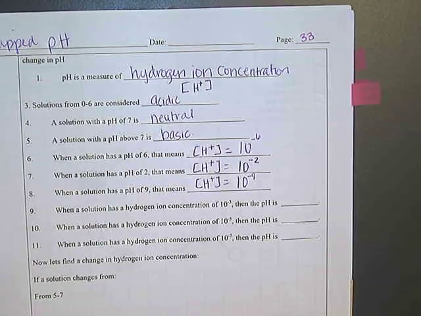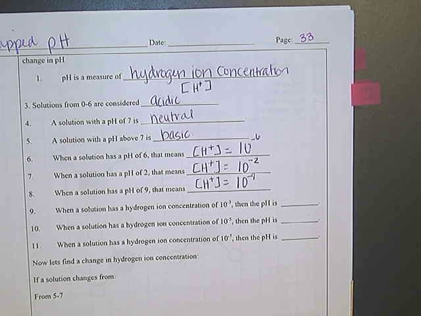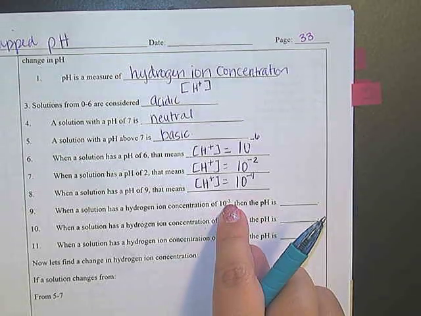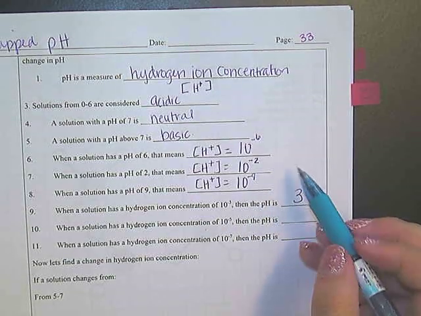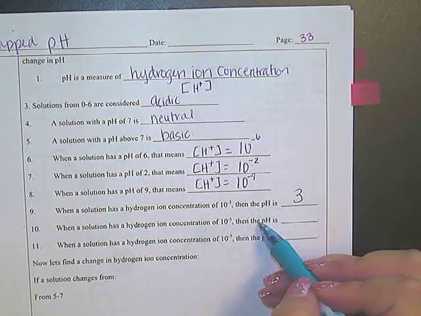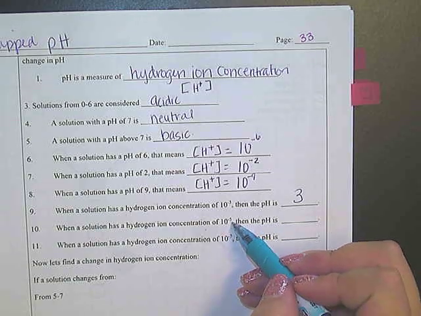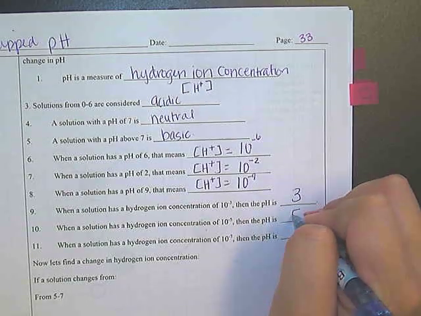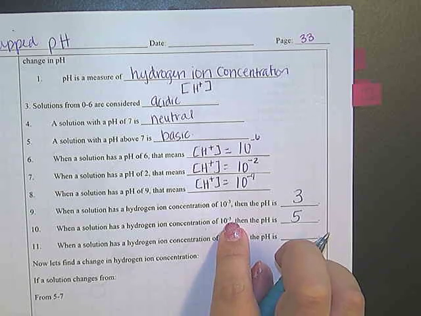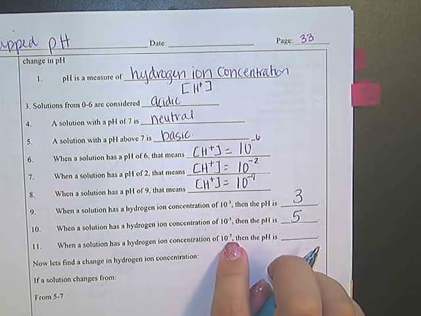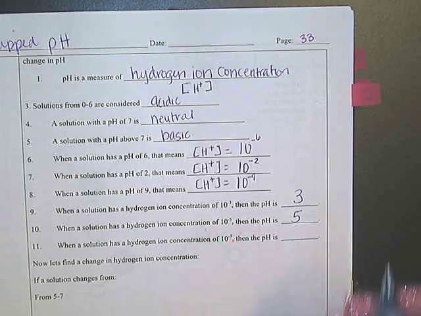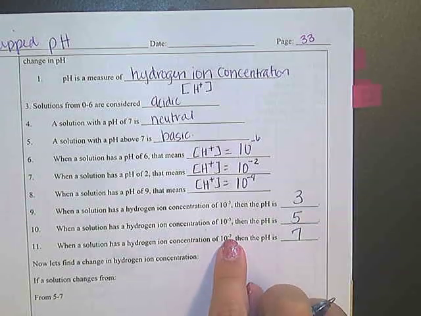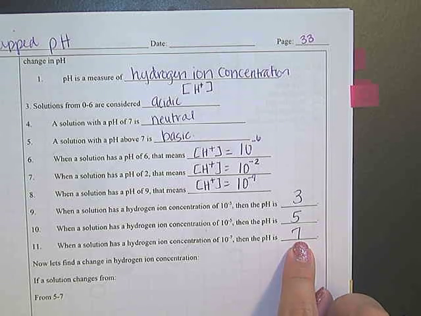When a solution has a hydrogen ion concentration of 10 to the minus 3, so that number right there is going to be your pH. So that would be 3. When your hydrogen ion concentration is 10 to the minus 5, then the pH will be 5, just like that number there, but without the minus sign. And then if the solution has a hydrogen ion concentration of 10 to the minus 7, then the pH is 7. So that number right there is your pH.